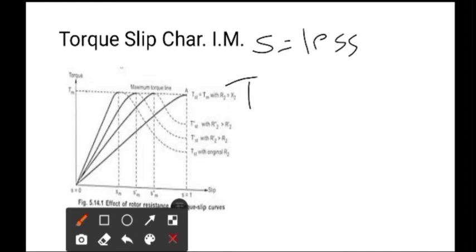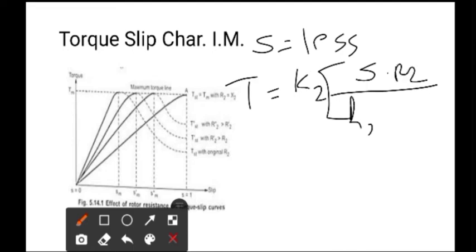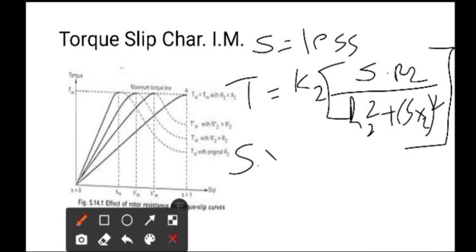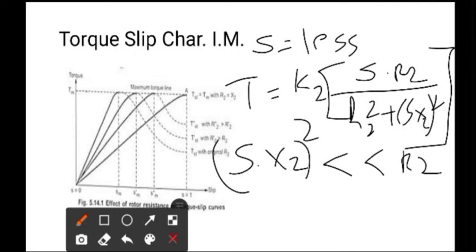Now the torque equation becomes T is equal to K2 into bracket SR2 divided by R2 square plus S into X2 bracket square. So when we put the value of slip as less, the denominator term, that is S into X2 bracket square, is less compared to the R2. Because the value of slip is less, the product of S into X2 term is also less compared to the R2. So in this equation we neglect the S into X2 square term.